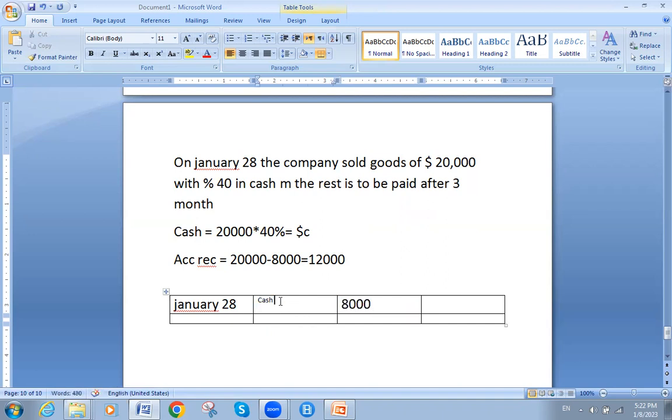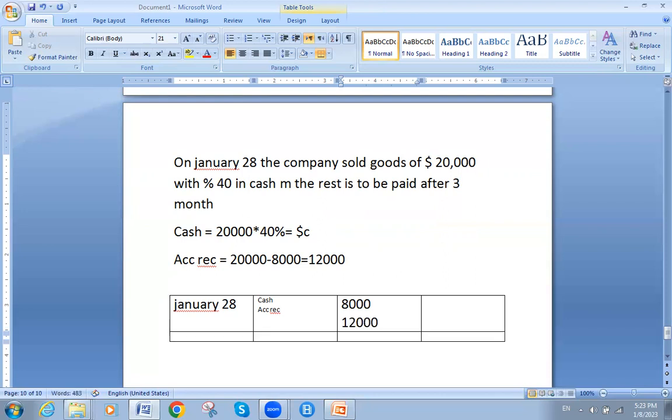Account receivable, debit it. I will do it here. Debit it, account receivable, with the amount of $12,000, because all of them are 20,000. So cash will be 8,000.